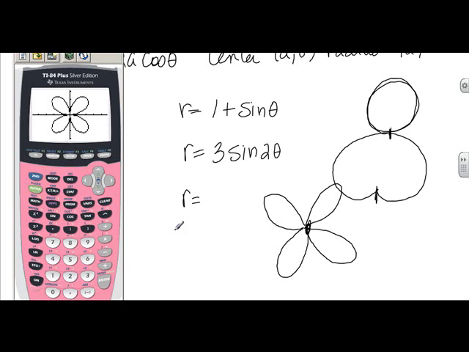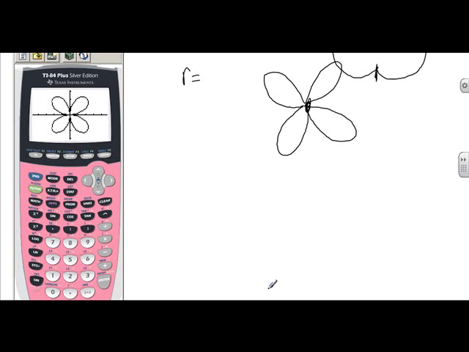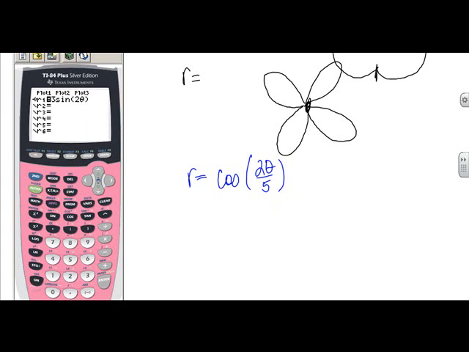So let's look at r is equal to the cosine of 2 theta over 5. So let me change my equation. Cosine of 2... What is the deal here?